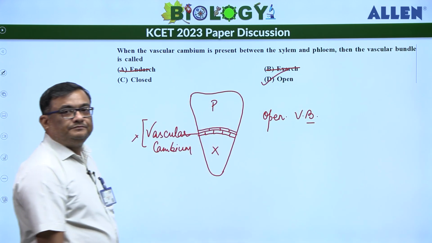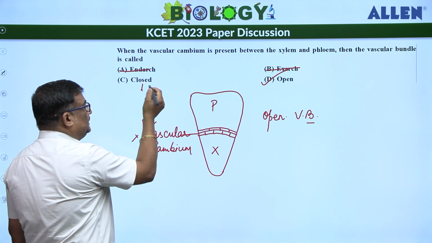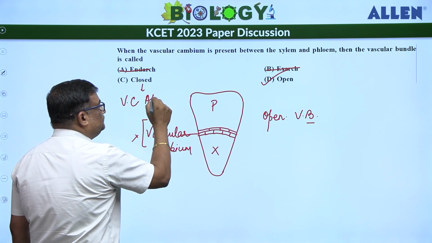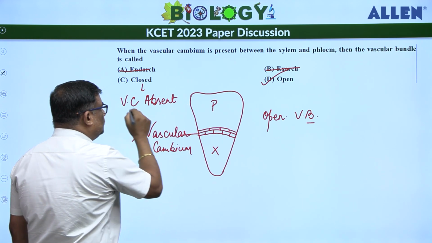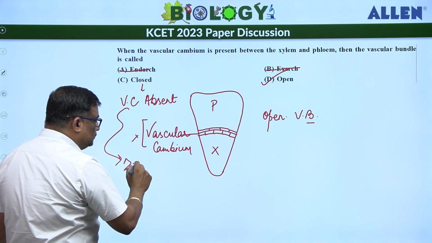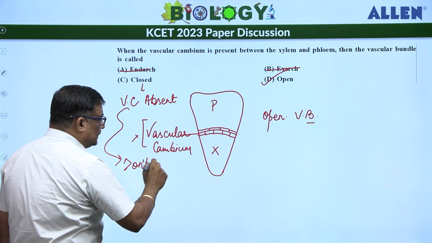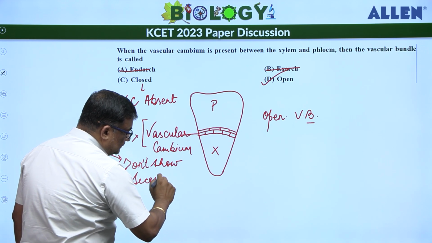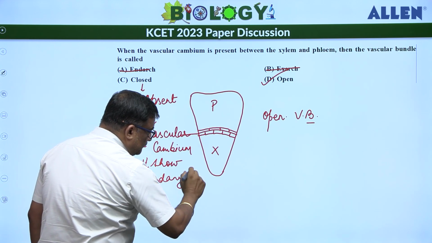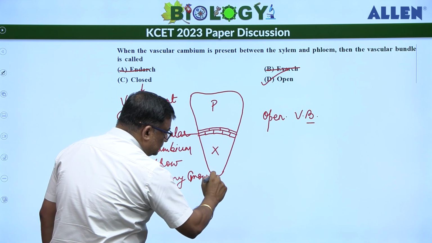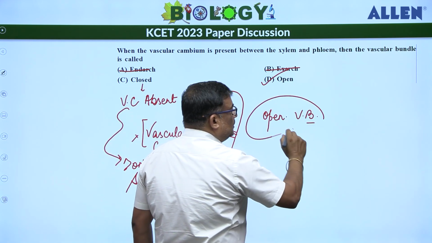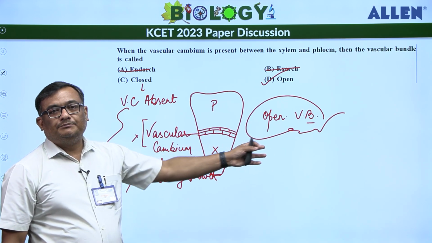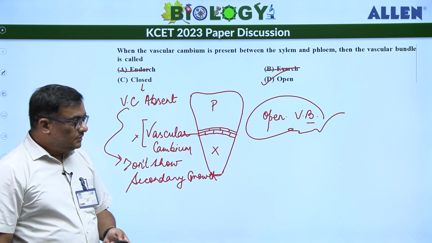Answer is this one. And closed means, in case of closed, the vascular cambium is absent. And you also know this fact that this doesn't show secondary growth, whereas a vascular bundle which is open will always show you the secondary growth. Dicot, classical example. Monocot. Next one.